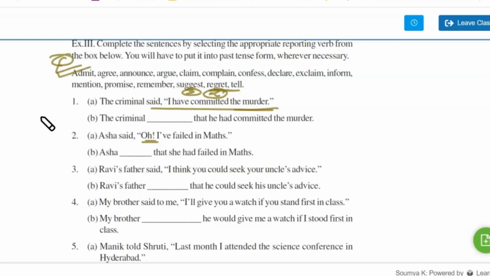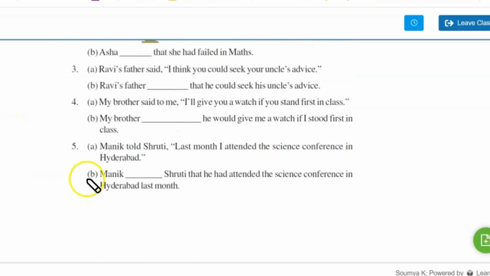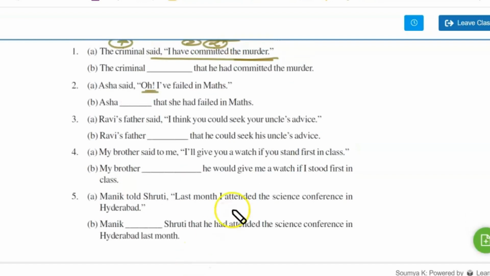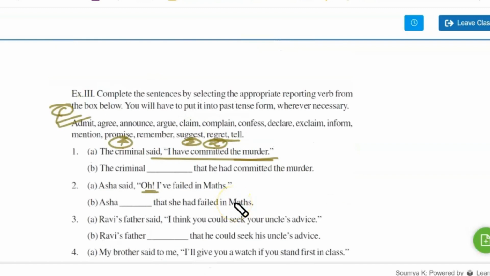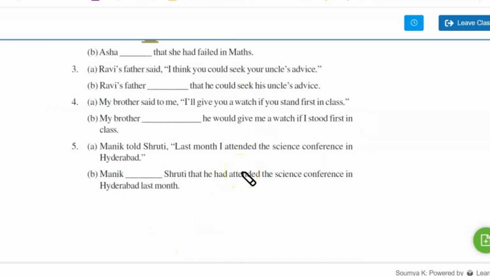My brother said to me, I will give you a watch if you stand first in the class. So the brother is saying this to him, and the word that would match here is promise. Promised he would give him a watch if I stood first in the class. Manik told Shruti, last month I attended the science conference in Hyderabad. So it is information going from Manik to Shruti. So this is the matching word, informed. Hope you understood. These are the reporting verbs that are being used in the lesson.